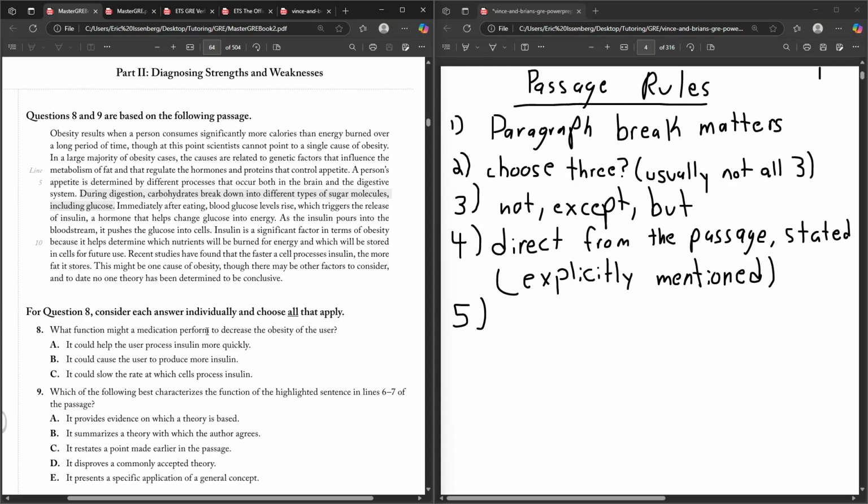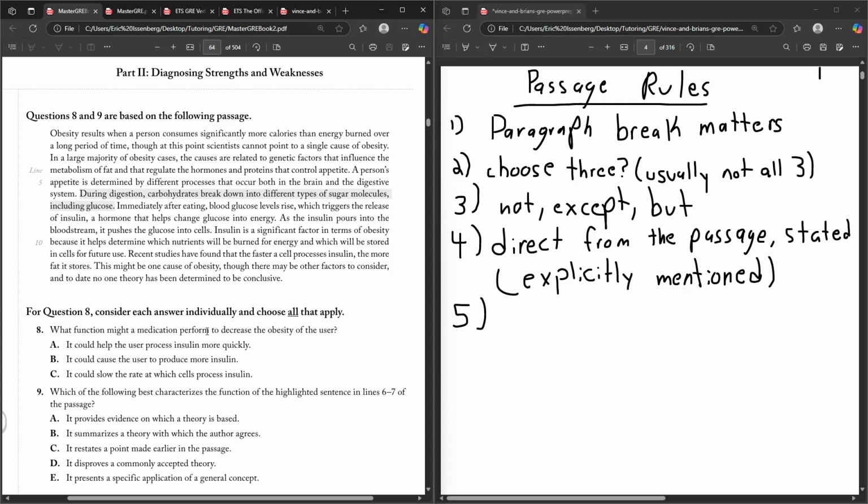Okay. So obesity results when a person consumes significant amounts of calories, or more calories than energy burned over a long period of time. Though at this point, scientists cannot point to a single cause of obesity. In a large majority of obesity cases, the causes are related to genetic factors that influence the metabolism of fat and that regulate the hormones and proteins that control appetite. A person's appetite is determined by different processes that occur both in the brain and the digestive system.